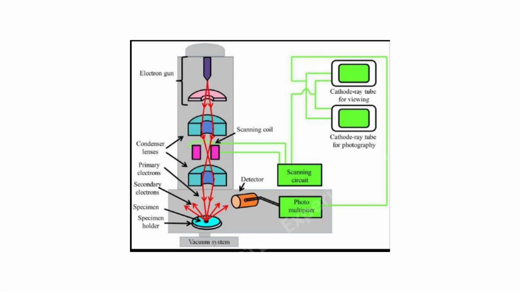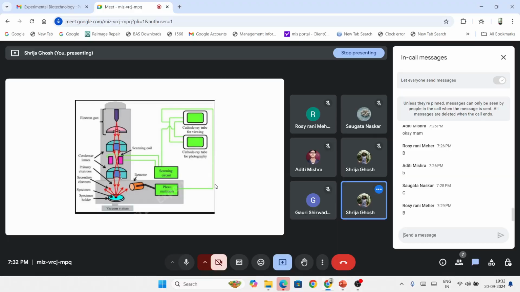Okay, so this is the principle behind scanning electron microscopy. It looks almost similar to the light microscope, but instead of the light source, the illumination source is now the electron. This is clear to everyone?